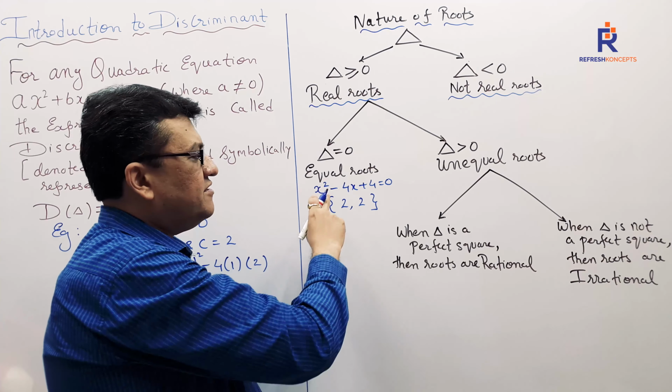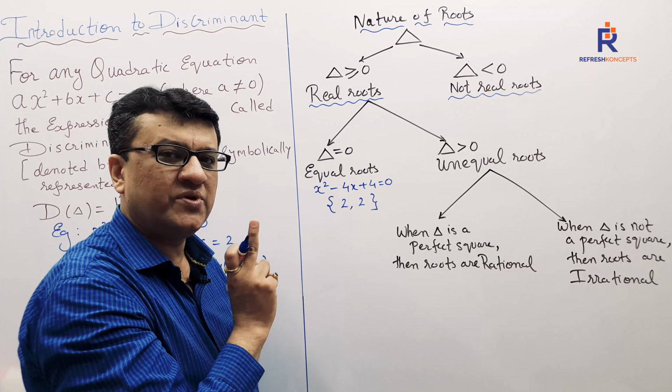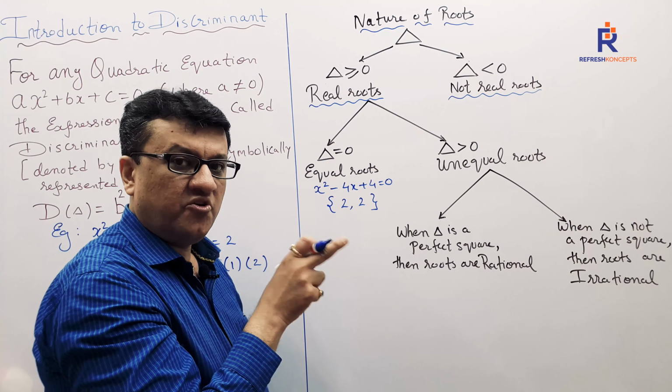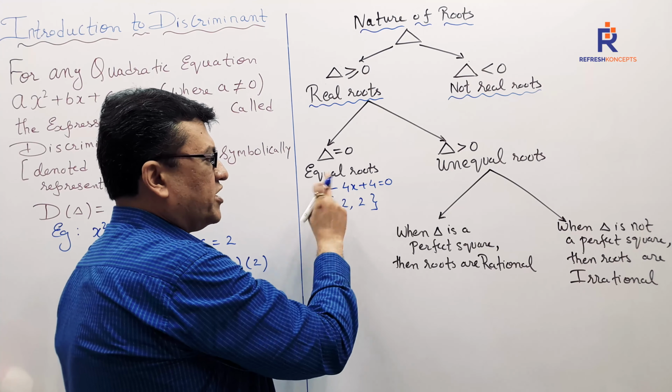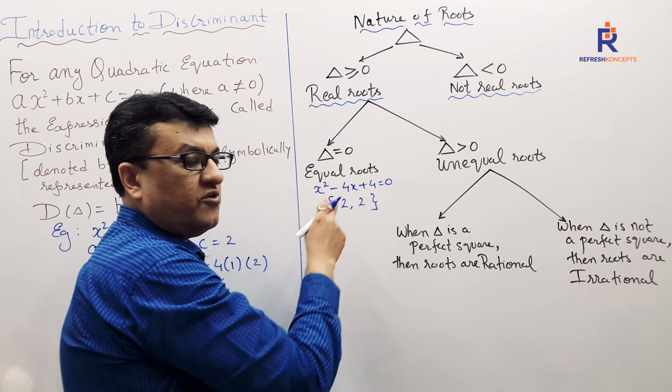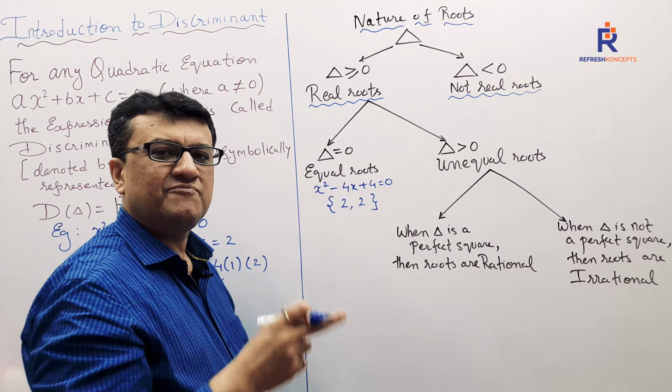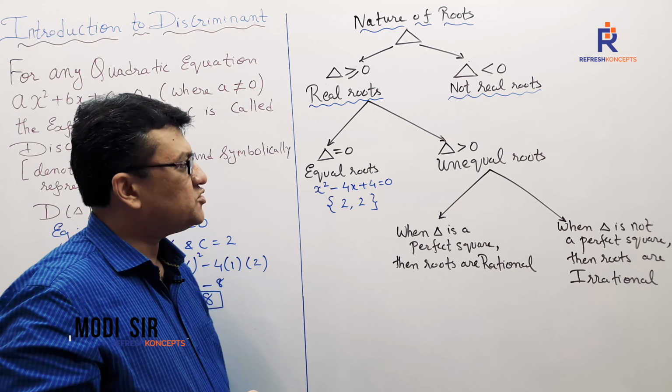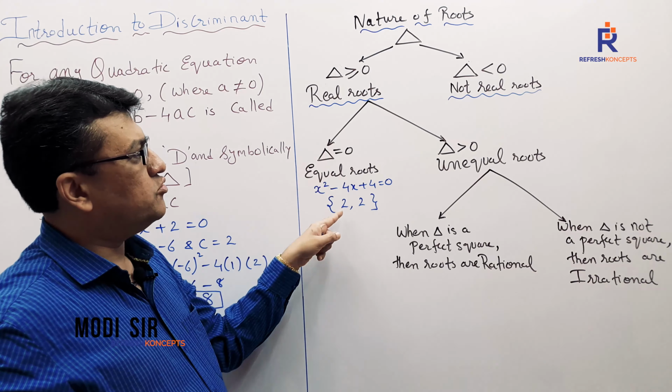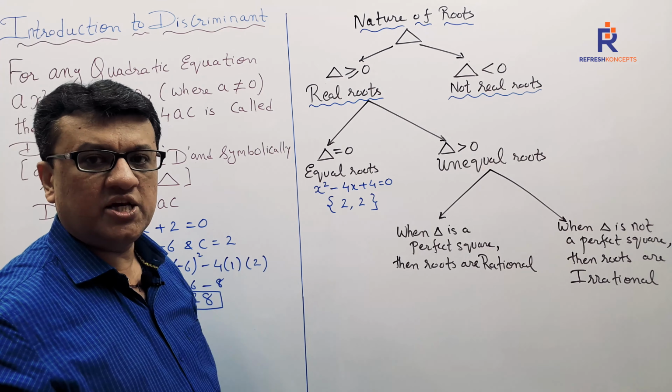So what is B square? Minus 4 square is 16. Minus 4 into A into C. So 4 into A, which is 1, C is 4. 4 4s are 16. 16 minus 16, answer is 0. So when B square minus 4AC is 0, the roots are real as well as equal.